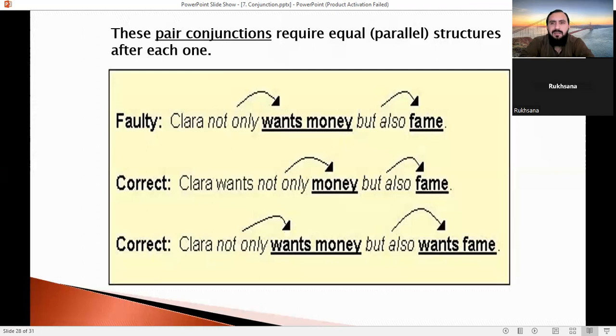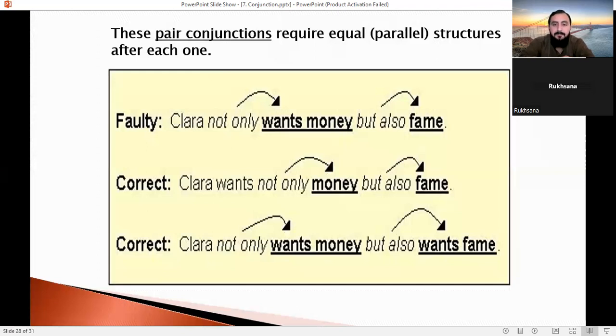By faulty, it doesn't mean that it has a deeper mistake. It means that we should not say it this way. You can say it in a spoken manner, but in a written manner, you cannot. Clara not only wants money, but also fame: this gives a sense. But the most accurate ways to use this correlative conjunction are Clara wants not only money but also fame, or Clara not only wants money but also wants fame.